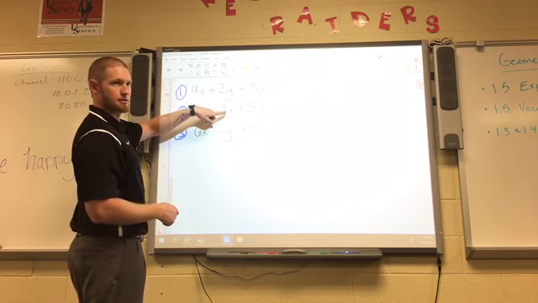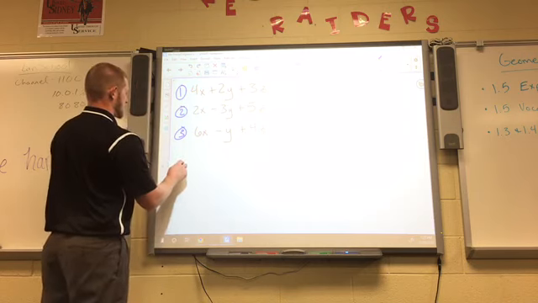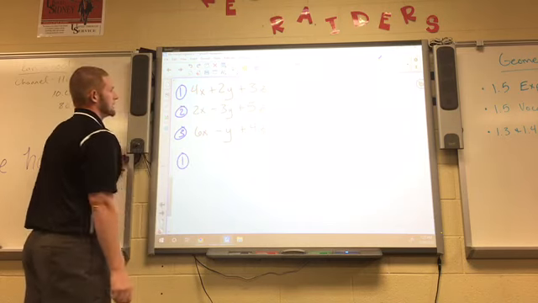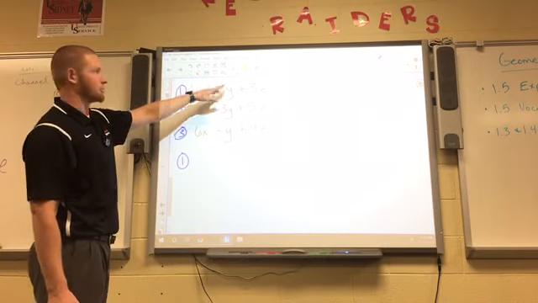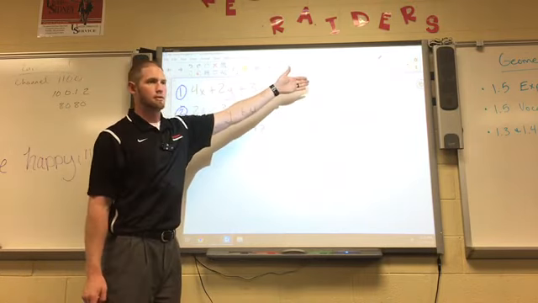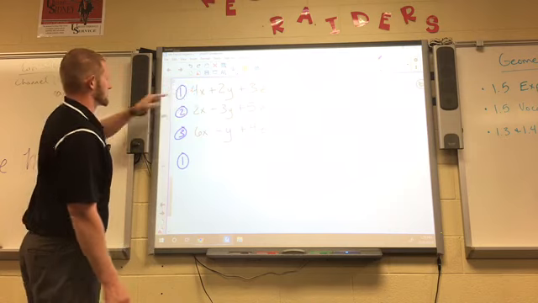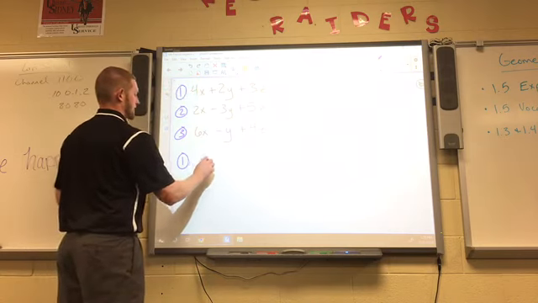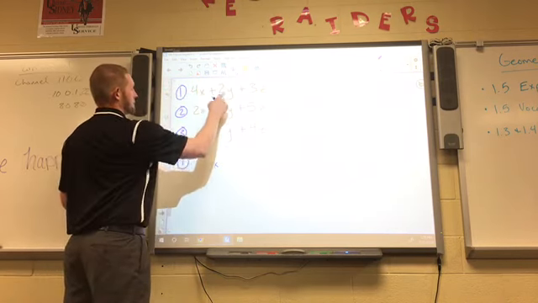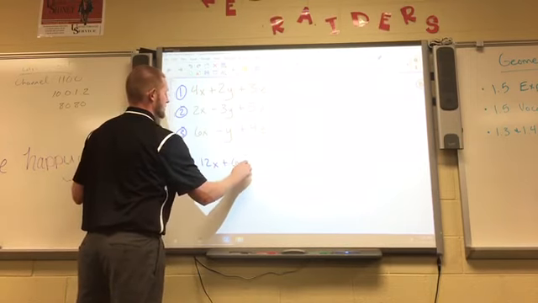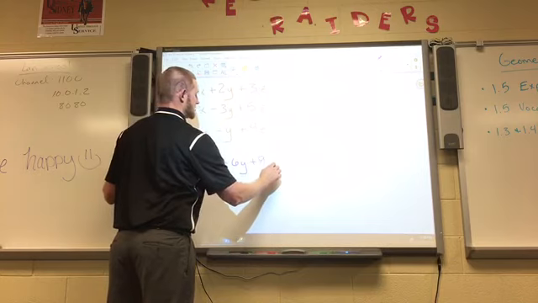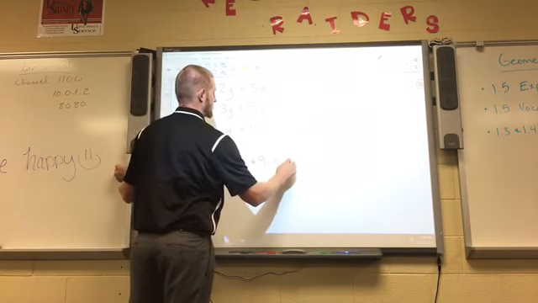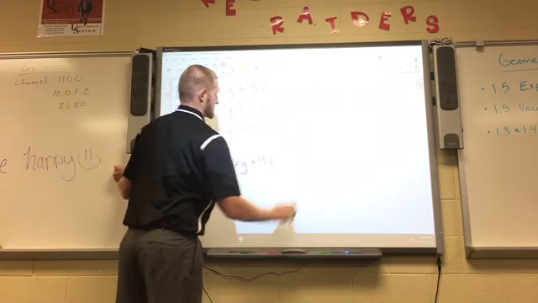So I'm going to take equation number 1, and I need to change that 2 into a 6. So I need to multiply everything by what? 3. 4 times 3 is? Right, 12x. I know that this is going to be 6y. 3 times 3 is? 9z. 3 times 12 is 36.